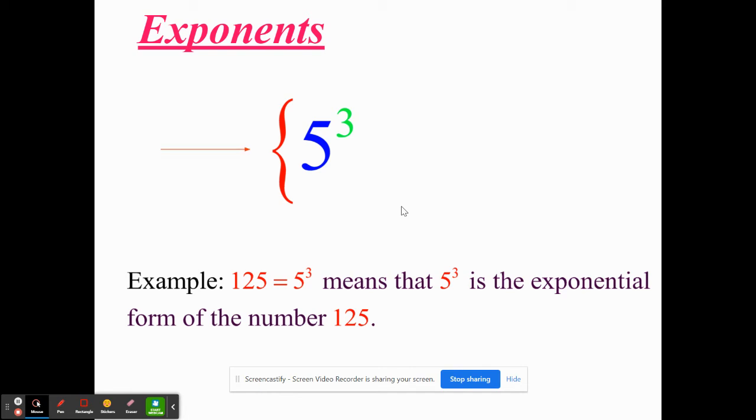So for our exponents, we have a base. This whole thing is called a power. The 5 is going to be called your base. And then the 3, it's up in the upper portion, so not level with your 5, definitely to the top, is going to be your exponent.